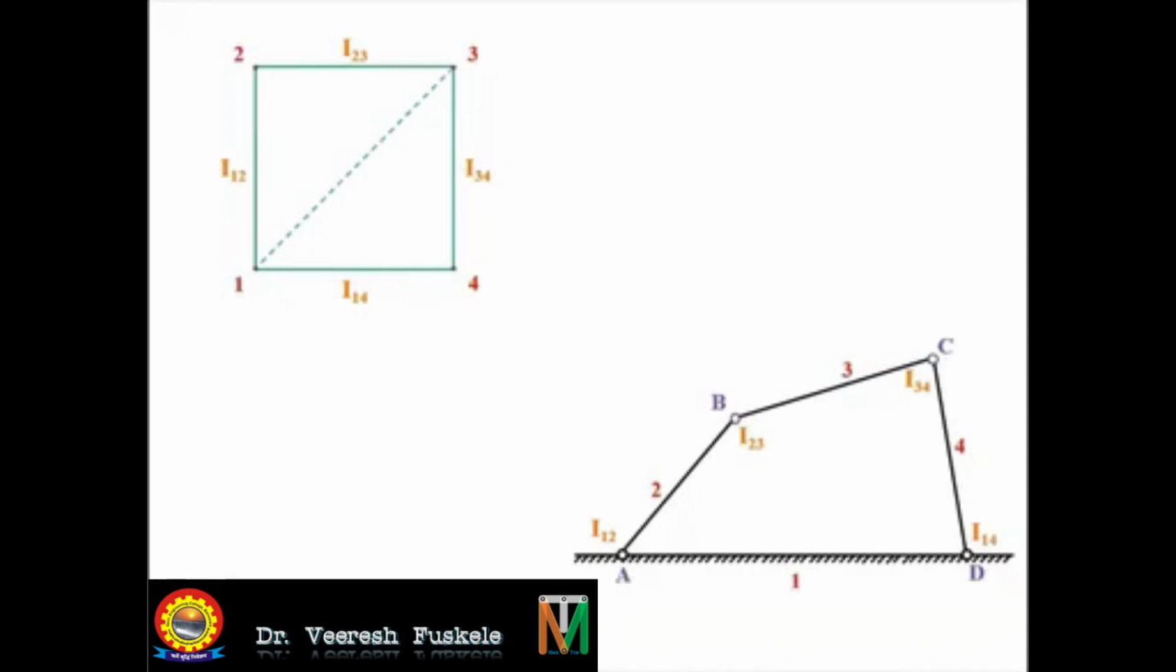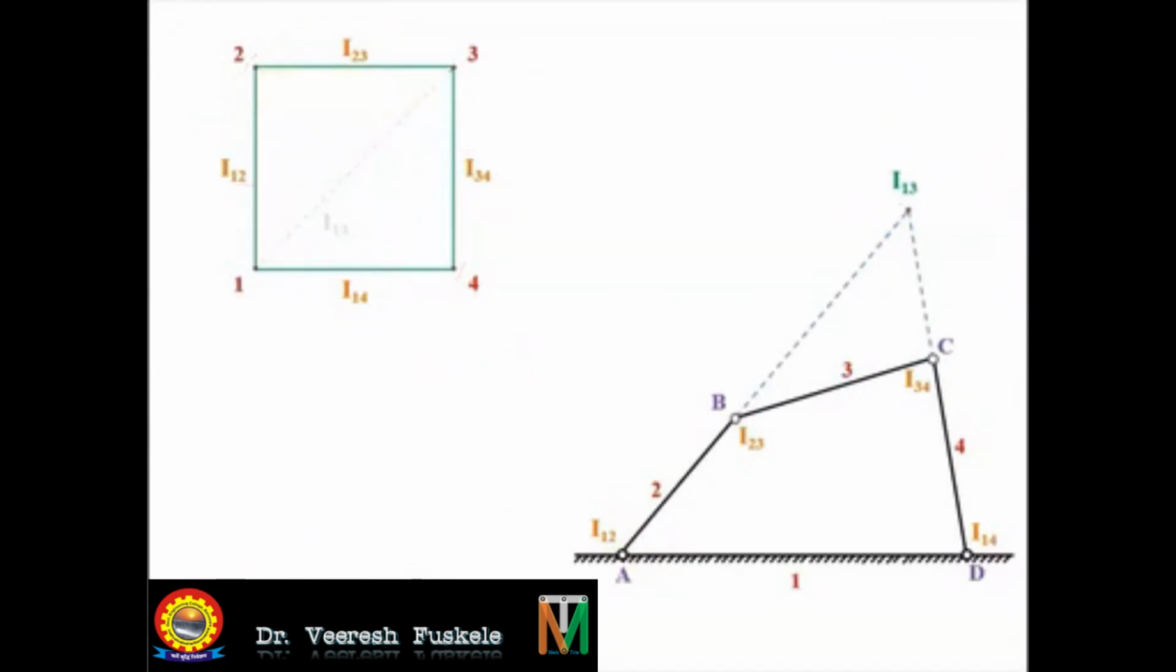This will divide the polygon into two triangles, 143 and 123. Triangle 143 will have the sides I14 and I34 as instantaneous centers, and similarly triangle 123 will have the sides I12 and I23 as instantaneous centers. So to obtain I13, we'll join the lines I14 and I34, and I12 and I23. So I14 and I34 will be extended and I12 and I23 will be extended like this. So we'll obtain the point I13 as the instantaneous center.